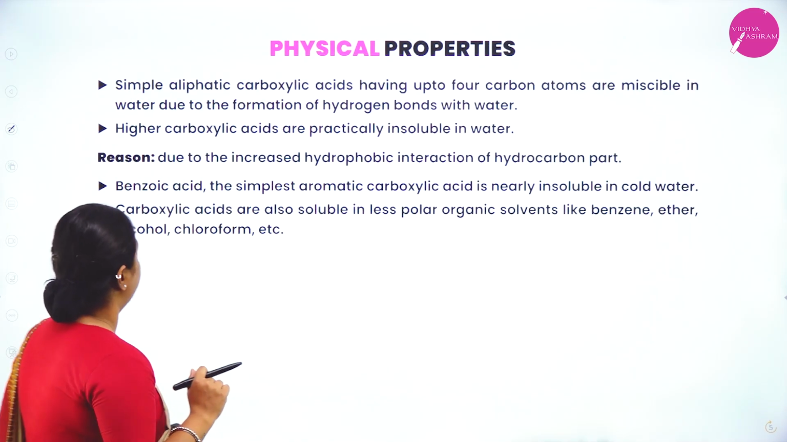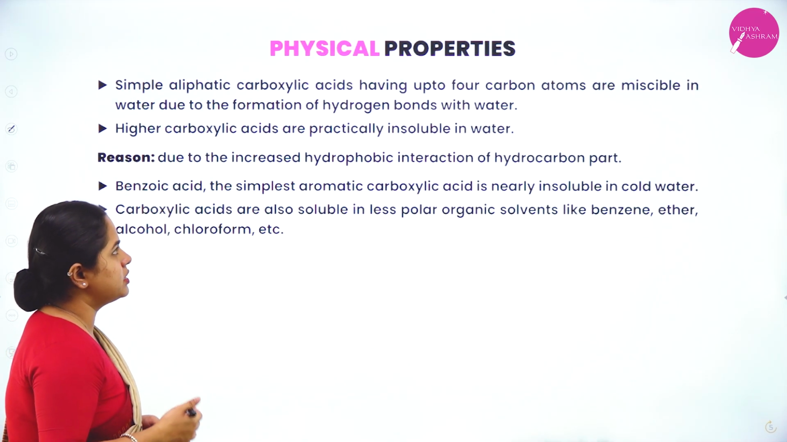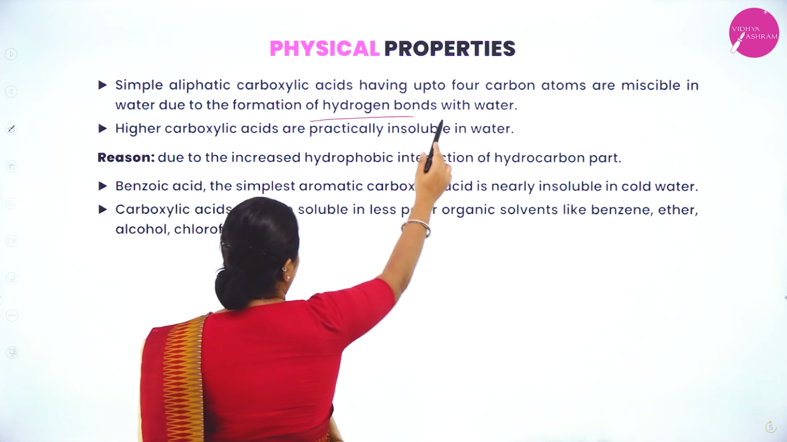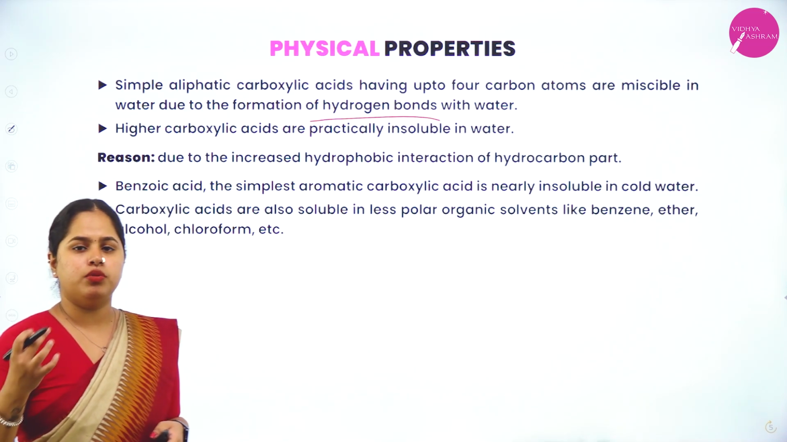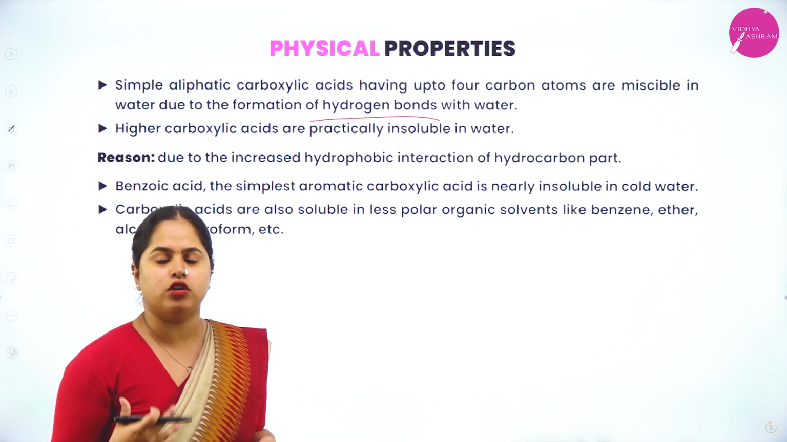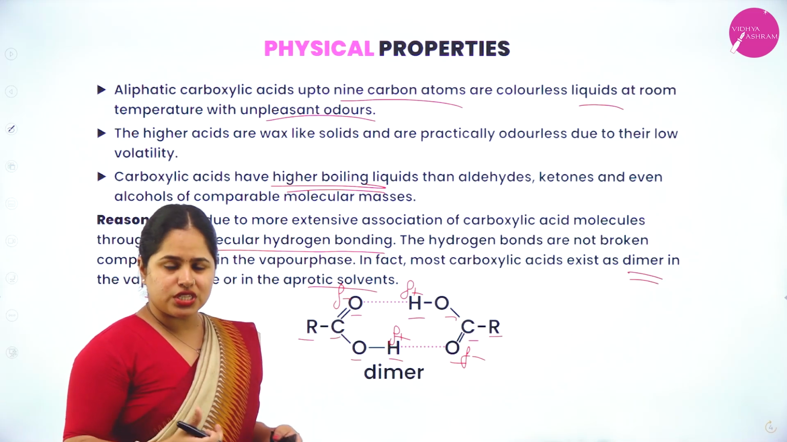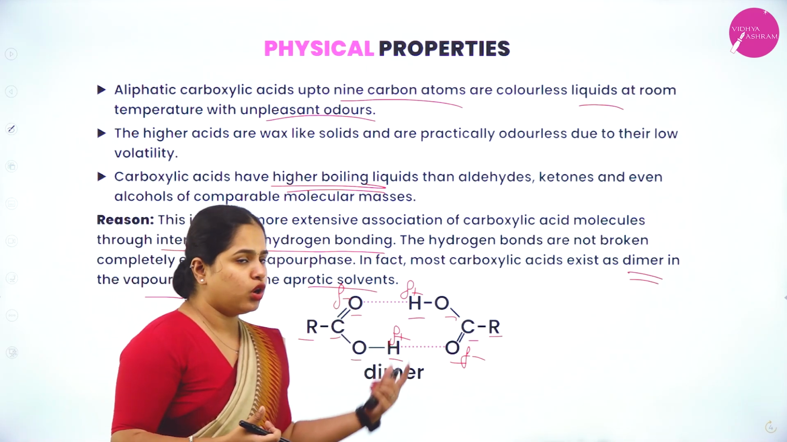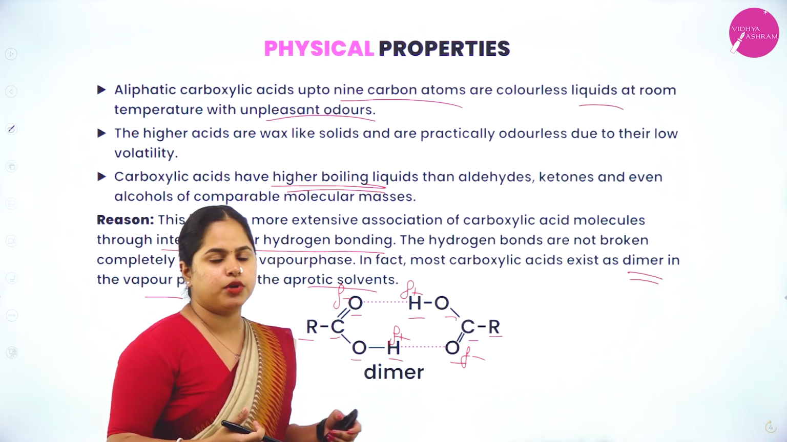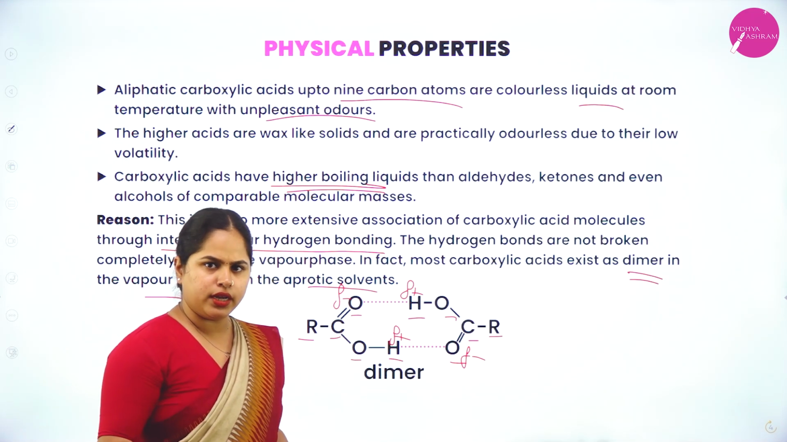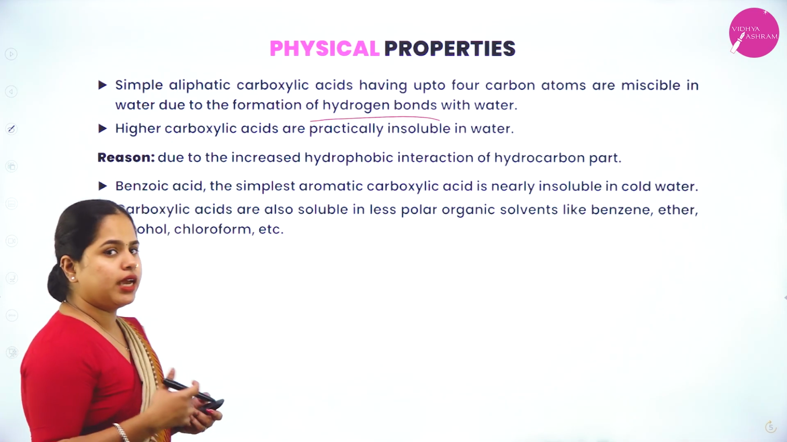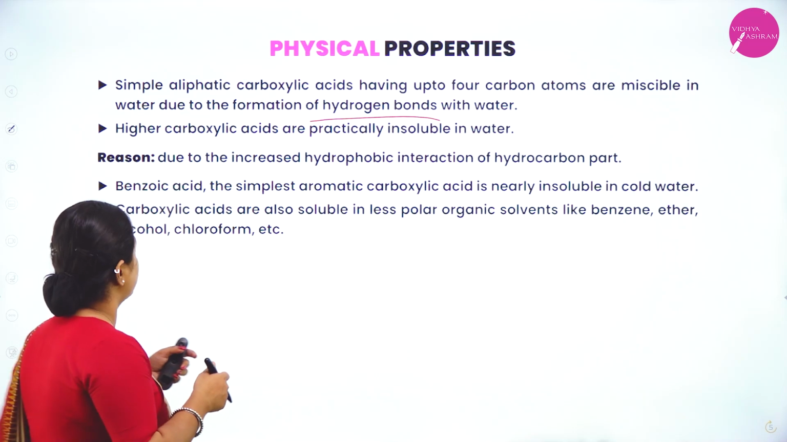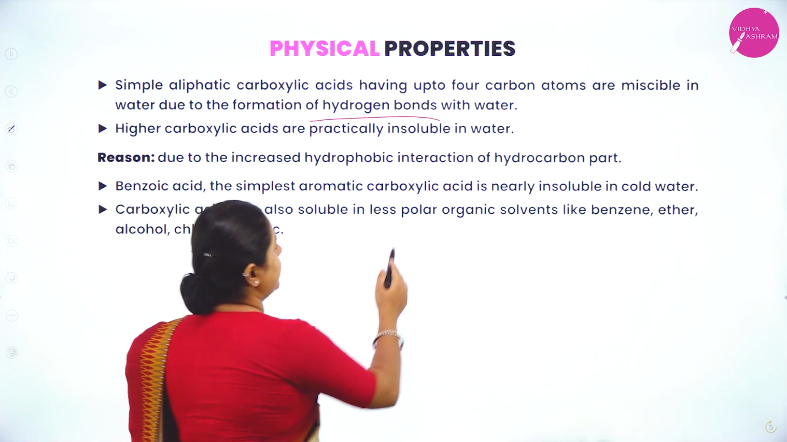Remember that. Clear. Now, simple aliphatic carboxylic acids having up to 4 carbon atoms are miscible in water due to the formation of hydrogen bonds. Any organic compound is soluble in water because of the formation of hydrogen bonds. Just now we discussed that carboxylic acid is able to form hydrogen bonds with other carboxylic acid molecules. In the same way it is able to form hydrogen bonds with water as well. That is why they are generally soluble, but only those carboxylic acids having a lesser number of carbon atoms. The higher carboxylic acids are practically insoluble in water.